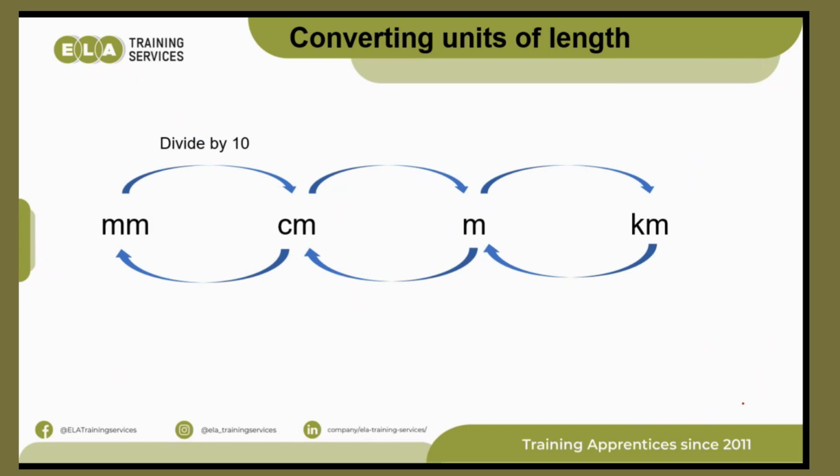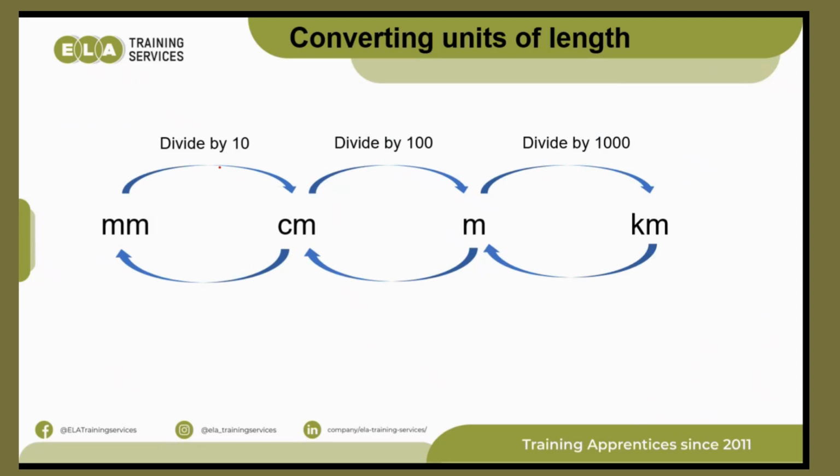When we are moving from small measurements to larger ones, we divide in sets of 10. So to go from millimetres to centimetres, we divide by 10. To go from centimetres to metres, we divide by 100. To go from metres to kilometres, we divide by 1,000.